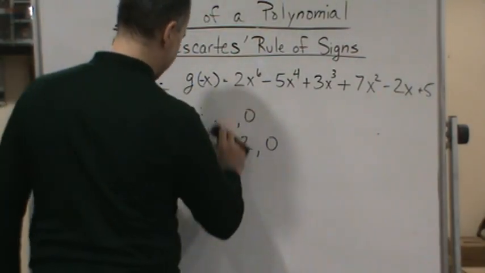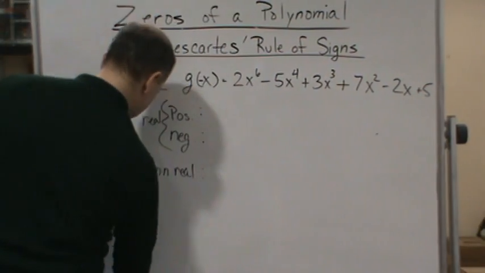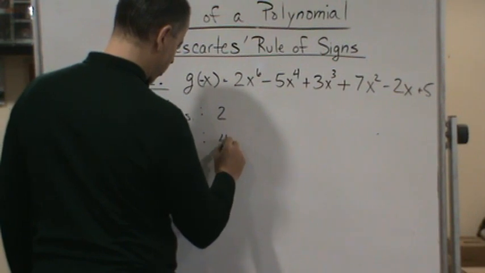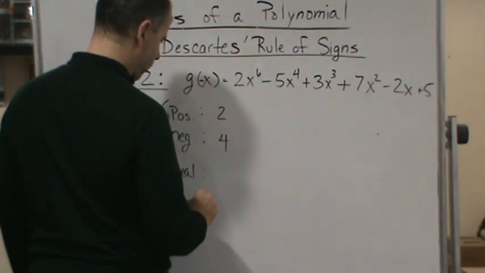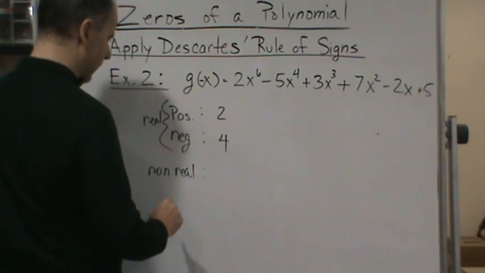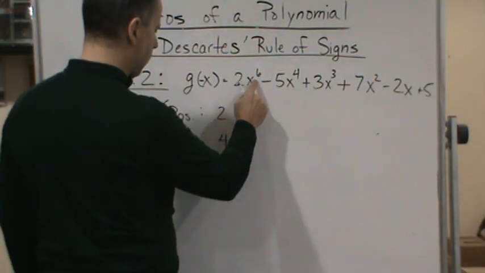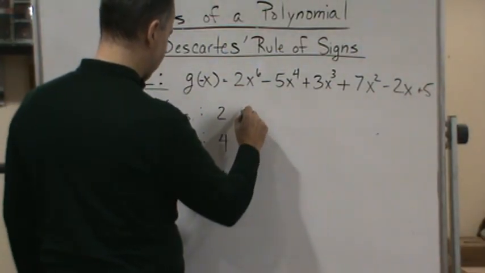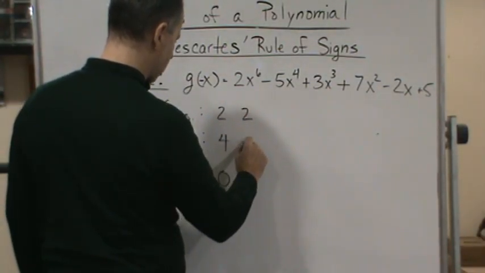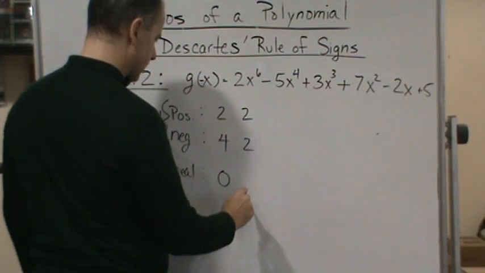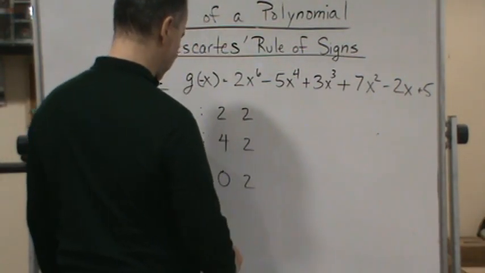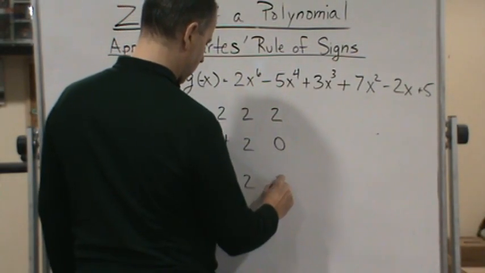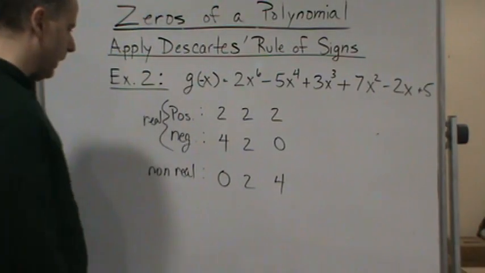So if I expand this out, right, so I can have 2, 4, which means this is a 6th degree polynomial, so that means this would have to be 0. And then I could have 2, 2, which means that this would be 2 for non-real. Or I could have 2, 0, and then the number of non-reals would have to be 4, right?